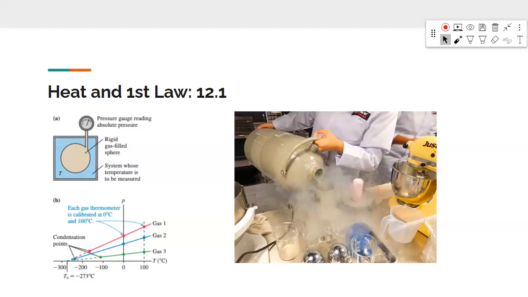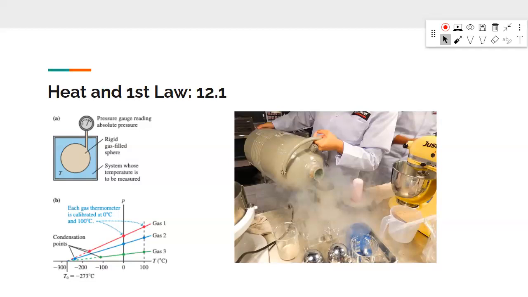But what I wanted to talk about here is temperature scales. So we're probably all familiar with Fahrenheit and Celsius. They're the two most common temperature scales used for measuring everyday, weather type temperatures and body temperatures.